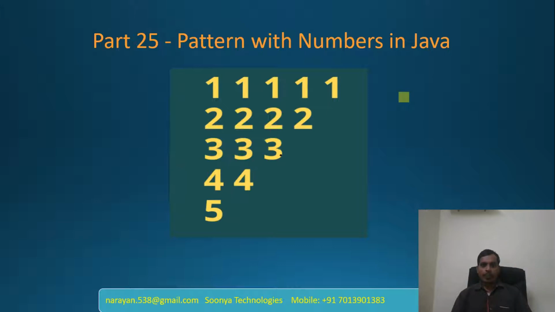Today I am going to discuss pattern with the numbers in Java like below. In first row we need to display 1, 1, 1, 1, 1, and in second row 2, 2, 2, 2, and in third row 3, 3, 3, and in fourth row 4, 4, and in fifth row 5.